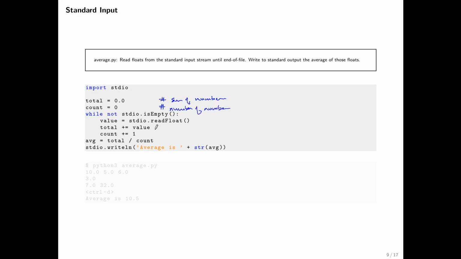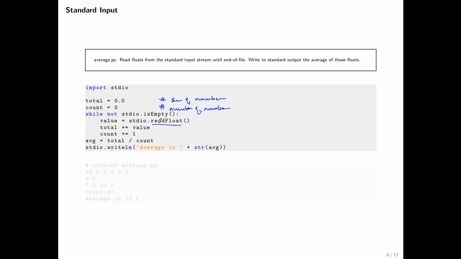Okay, and then what we have is this while loop where we say as long as the input stream is not empty, so remember isEmpty is a function from stdio that returns true when the input stream is empty and false otherwise. So we're saying if it is not true, or not empty, then do these things. So what are we doing in the body of the while loop? We first get the next number from standard input by making a call to the readFloat method from stdio. Okay, so that's going to fetch a floating point number from standard in, and that is what gets assigned to value.